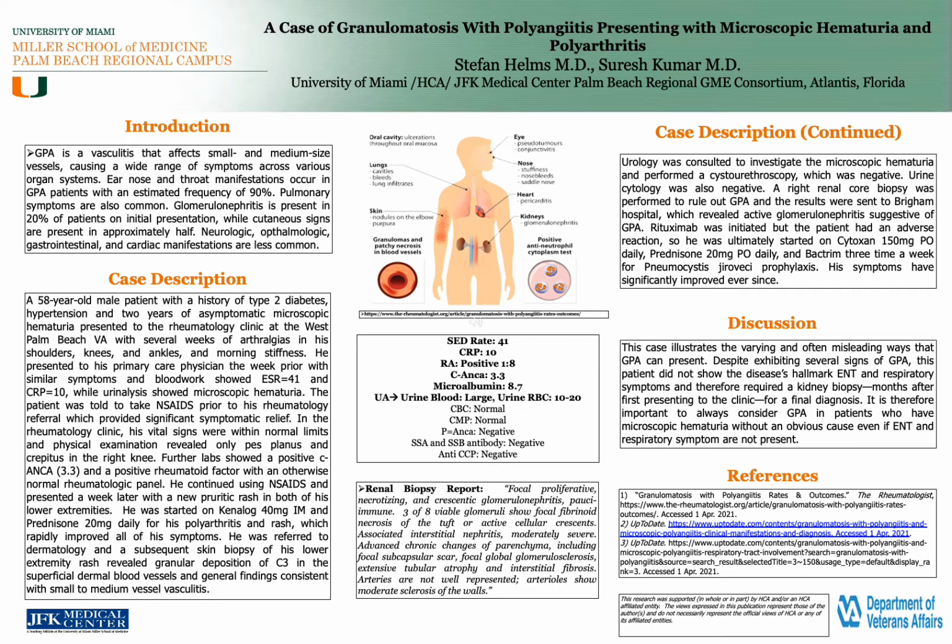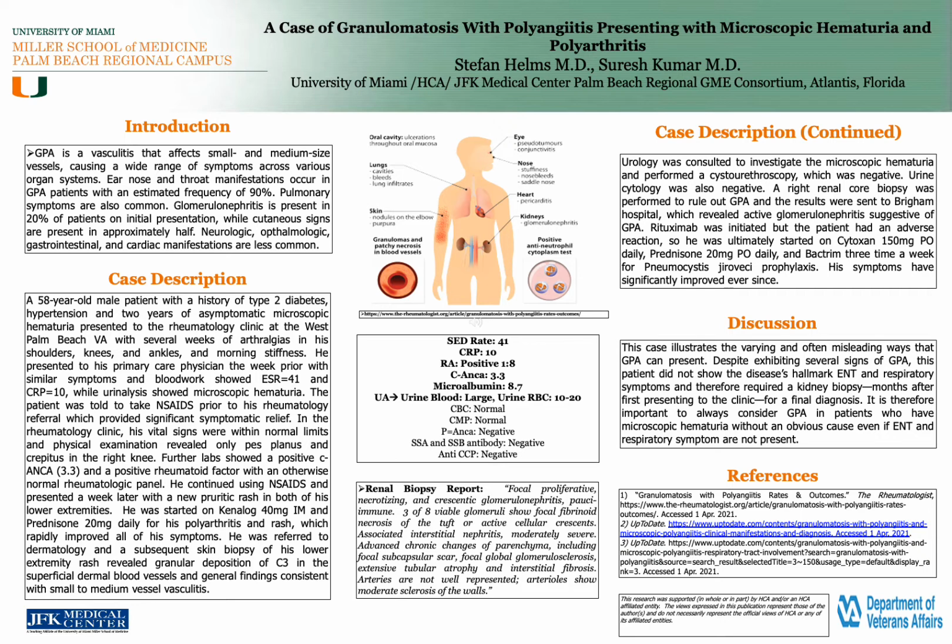So granulomatosis with polyangiitis, also known as GPA, is a vasculitis that affects small and medium-sized vessels, causing a wide range of symptoms across various organ systems. ENT manifestations occur in GPA patients with an estimated frequency of about 90%. Pulmonary symptoms are also common. Glomerulonephritis is present in 20% of patients on initial presentation, while cutaneous signs are present in approximately half. Neurologic, ophthalmologic, GI, and cardiac manifestations are less common, but they do occur.